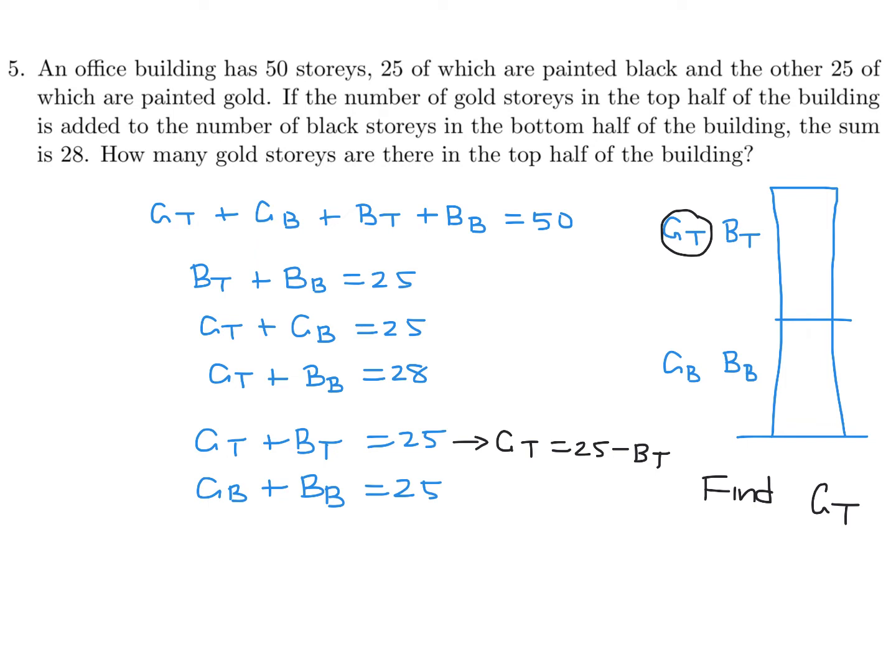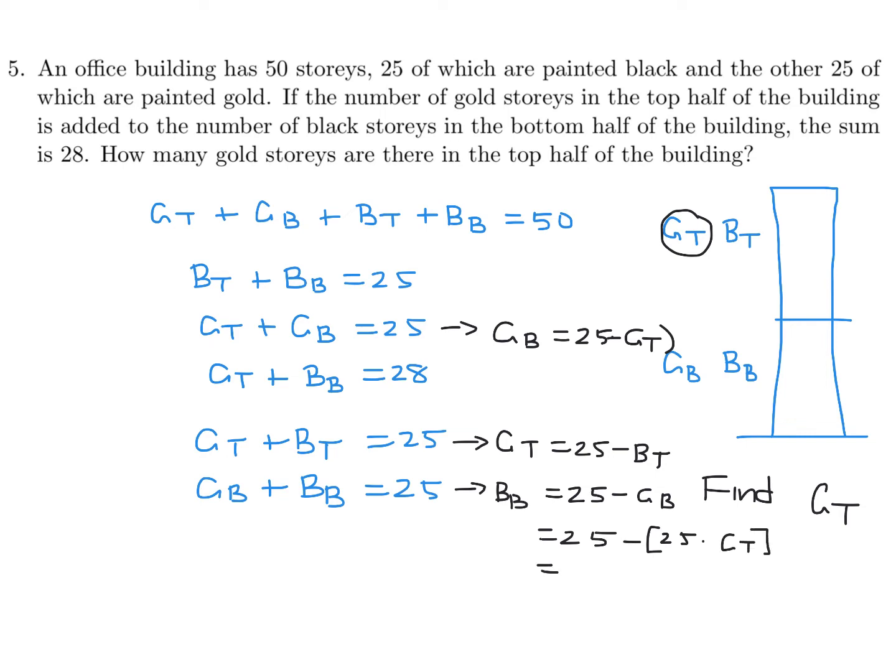From the next one, we conclude that BB is equal to 25 minus GB, right? So 25 minus GB. If you look at this guy, it is 25 minus GT, because I'm trying to get the GTs in there because that's what we're trying to figure out. So 25 minus GT. So that means 25 minus 25, so this becomes GT. So BB is the same as GT. Okay, that's pretty helpful, I think.